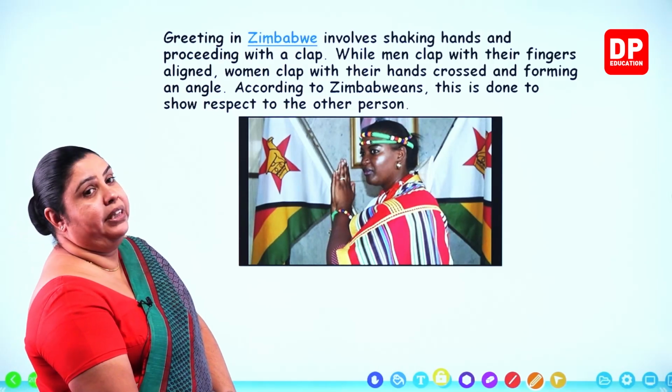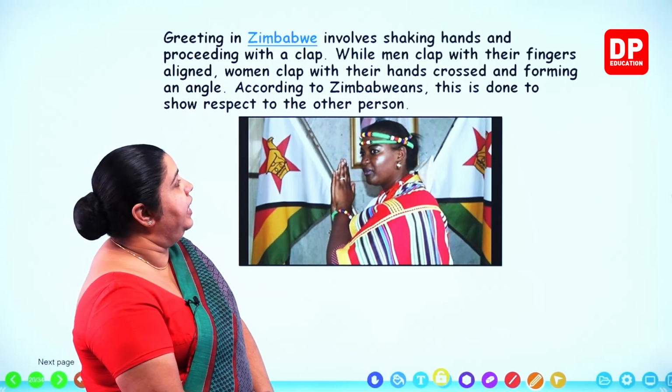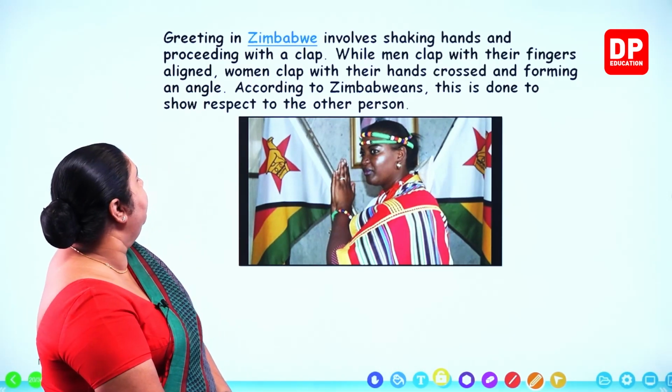While men clap with their fingers aligned, women clap with their hands crossed and forming an angle.